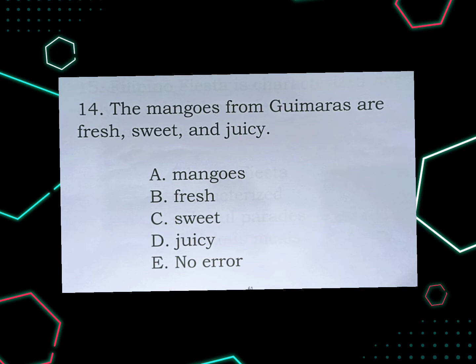A. Mangoes. B. Fresh. C. Sweet. D. Juicy. E. No error. 15. Filipino fiesta is characterized not only by colorful parades but also by delicious meals.